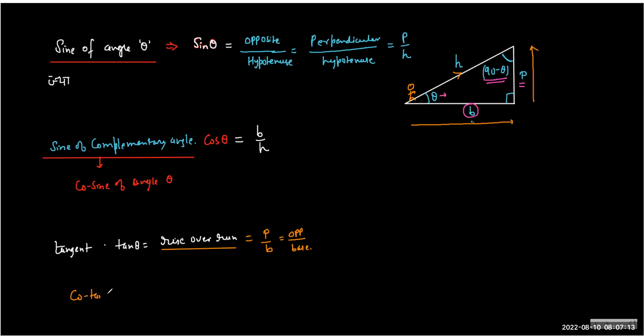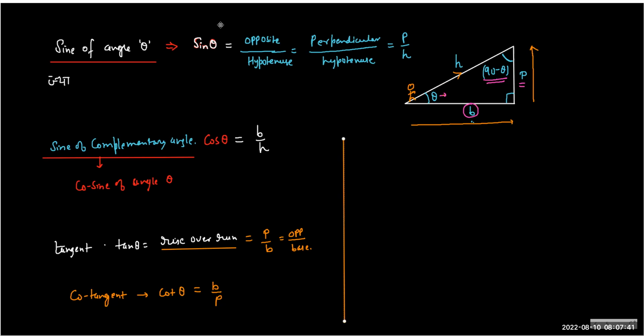What is the cotangent? You can understand, it is like finding the tangent for the complementary angle, right? So in short, we write cot theta. What do you expect, guys? The P and B will interchange? Yes or no? Yes. So can we write B upon P? Okay.